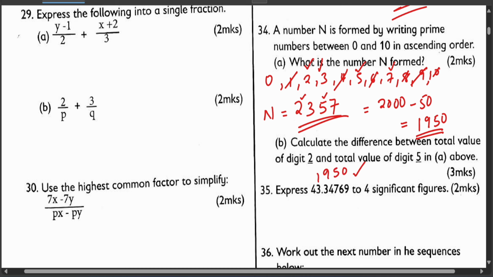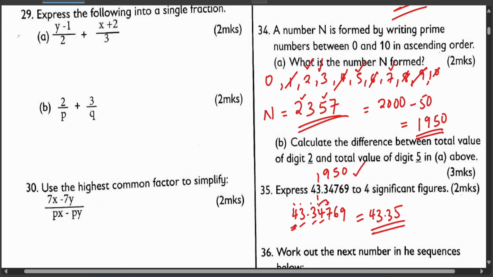Question 35. Express 43.34769 to 4 significant figure. 1, 2, 3, 4. So 4 significant figure unaanza kutoka hapa. So 1 significant, 2nd significant, 3rd, and 4th. Mbele ya 4 is 7. And therefore, what do you do to the 4? You add 1 because 7 is greater than 5. If it's less than 5, you just leave the 4 the way it is. So when you add 1, it gives you 5. So your final answer should be 43.35.